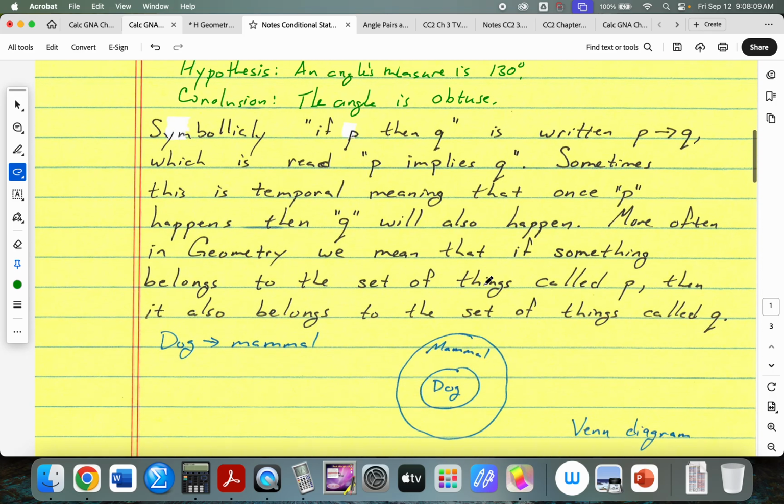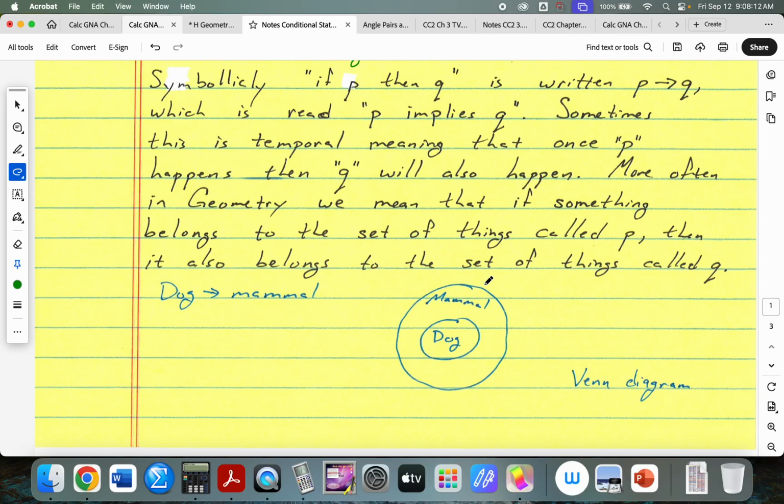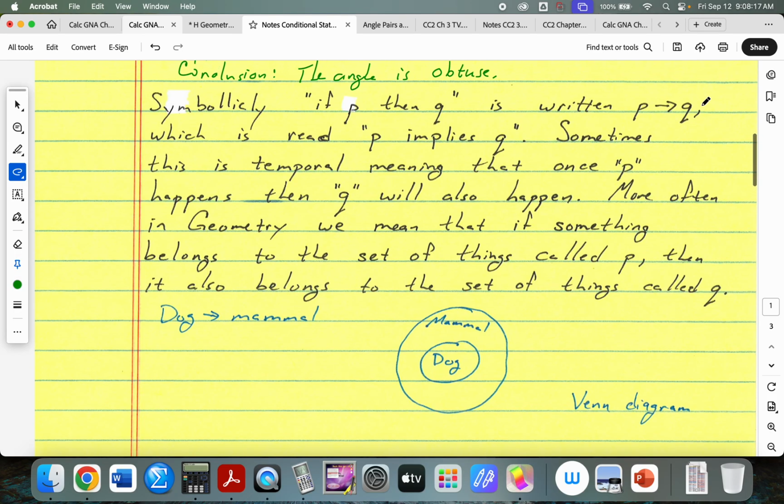So in symbols, if P then Q is written this way, P, and then you have this arrow and Q, which is read, P implies Q. So knowing P is true means that we know Q will also be true. And it's important that it's in that order. Knowing P is true lets me know that Q is true. If P is false, I have no idea what's going to happen with Q.